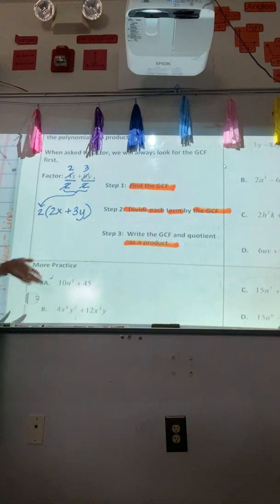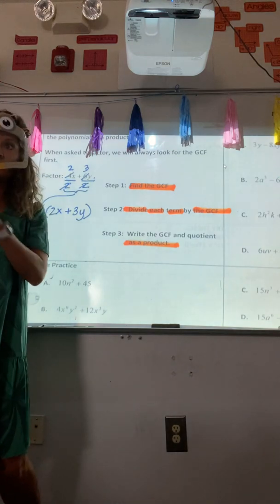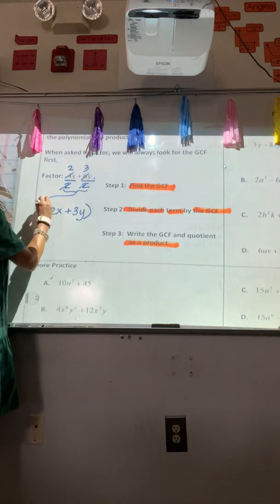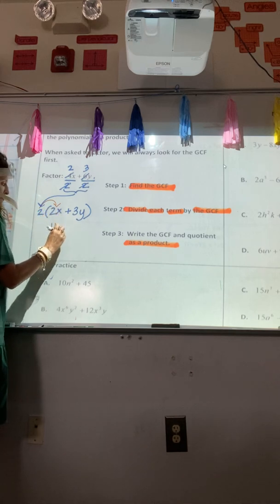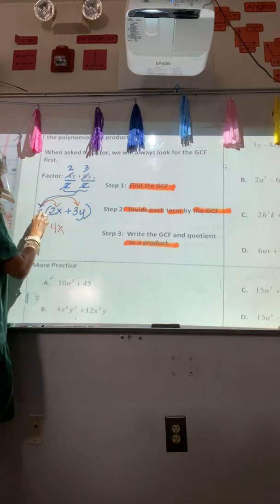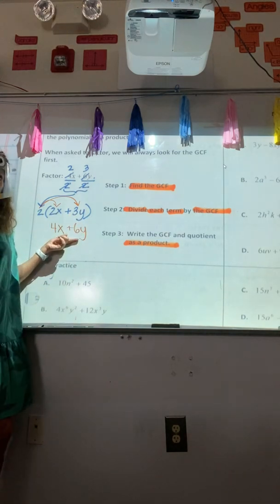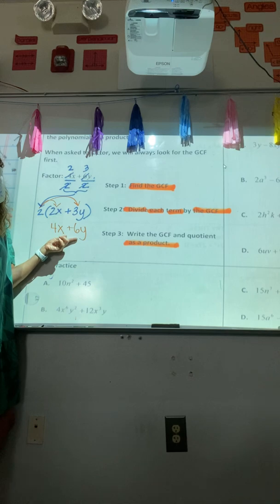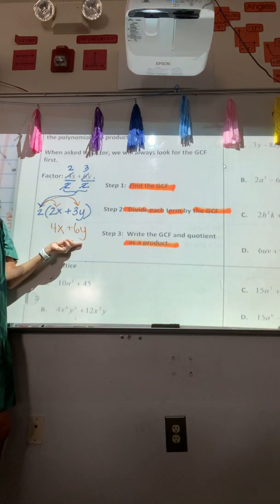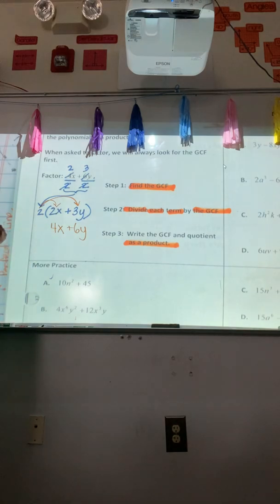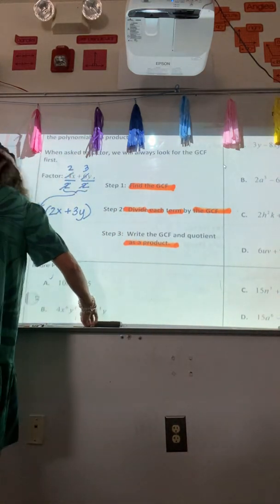Now, how do you check your answer? You distribute. So if I distribute this, 2 times 2x is 4x. Distribute 2 times 3y is 6y. Is that what I started with? Is that my original problem? So I did it correctly. Do y'all see that? Okay. So you can always check your answer by distributing.